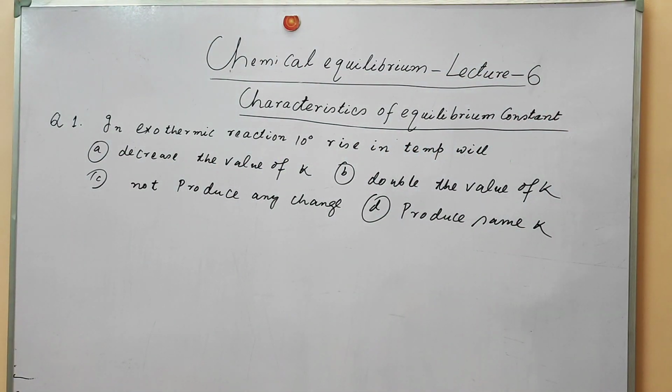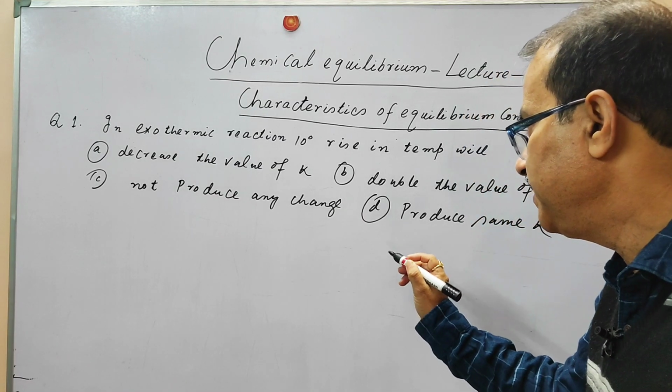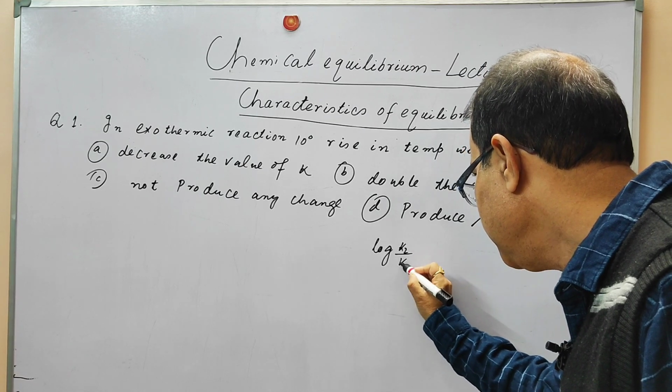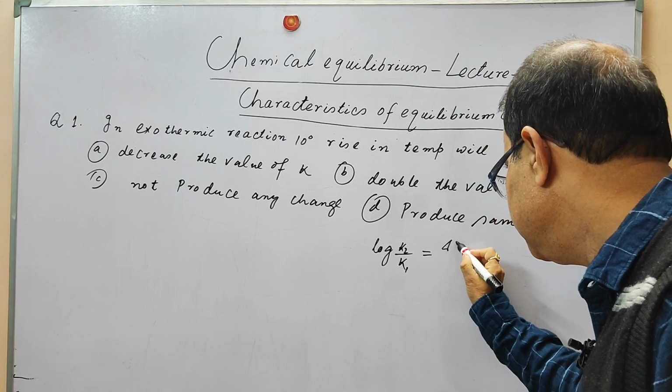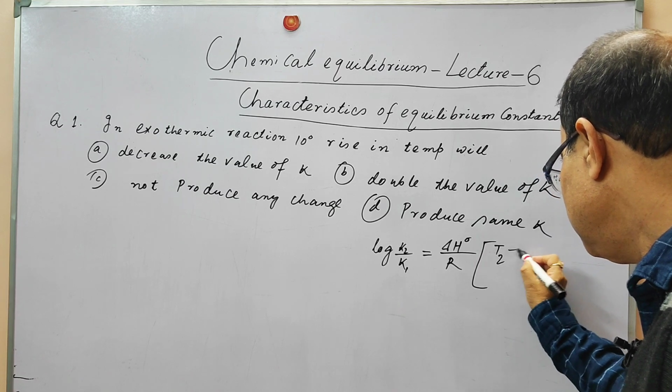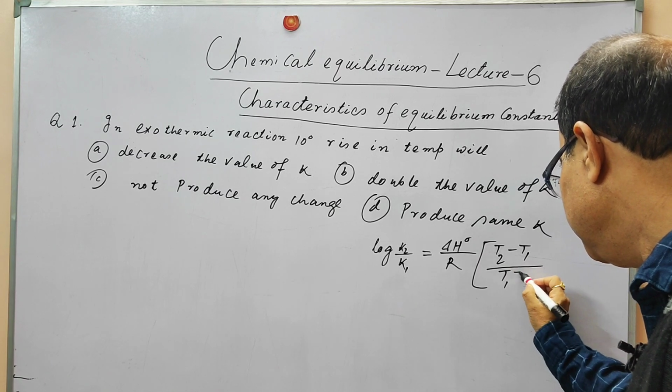This is a very interesting question. In an exothermic reaction, a 10 degree rise in the temperature will, the options are given here: decrease the value of K, double the value of K, not produce any change, or produce the same K. For that we have to take the help of the equation that we have already discussed, that is log K2 by K1 is equal to del H0 by R into T2 minus T1 by T1 T2.